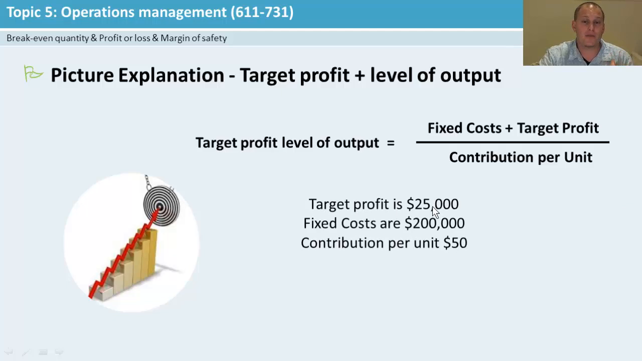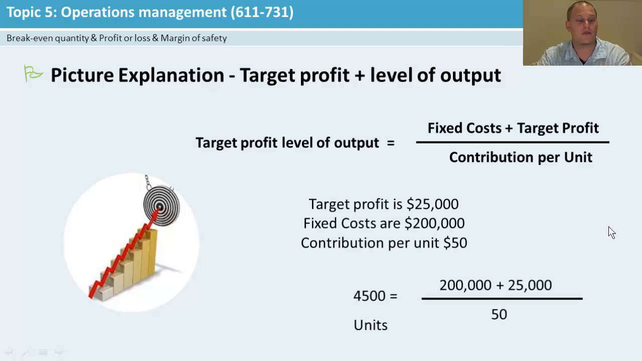Alright, so if I get a target profit of 25, total fixed cost of 200, and contribution of 50, if I put that into the maths here, I add the 200 plus the 25, so I'm getting 225000 over my 50, and I end up getting 4,500 units. It's basically the same as the formula before, but you add in the target profit, and that'll change things a little bit. What's it going to do? It's going to make the number of units you have to achieve higher.